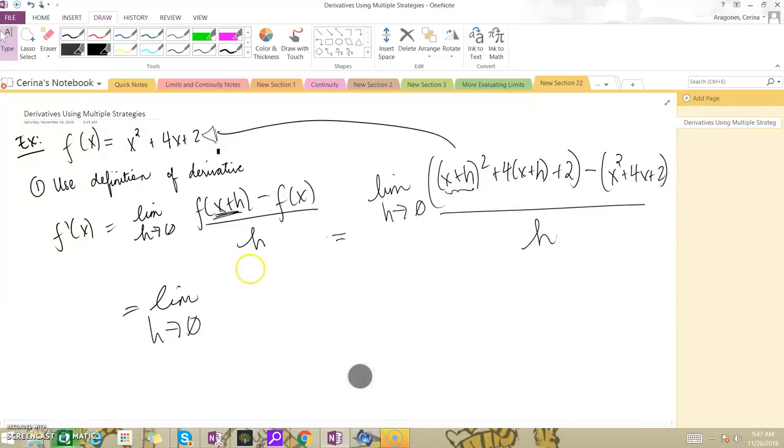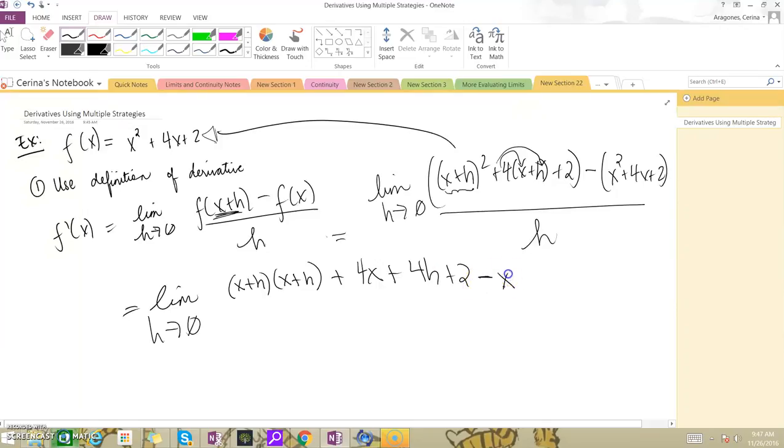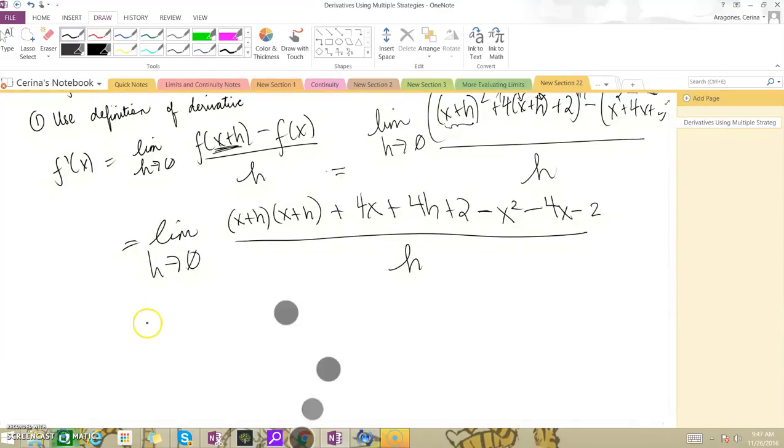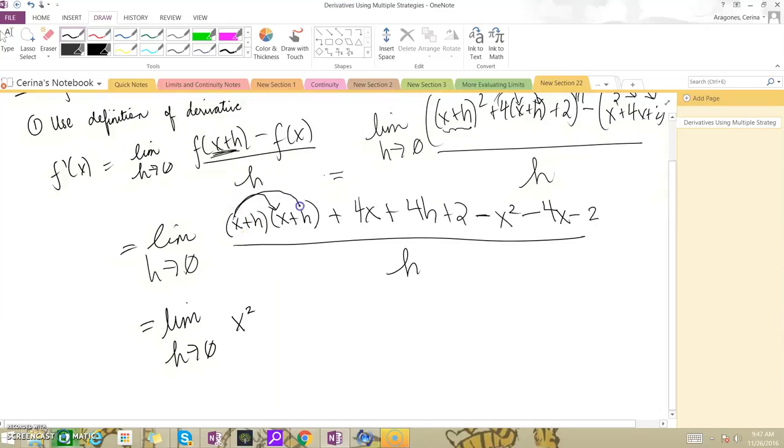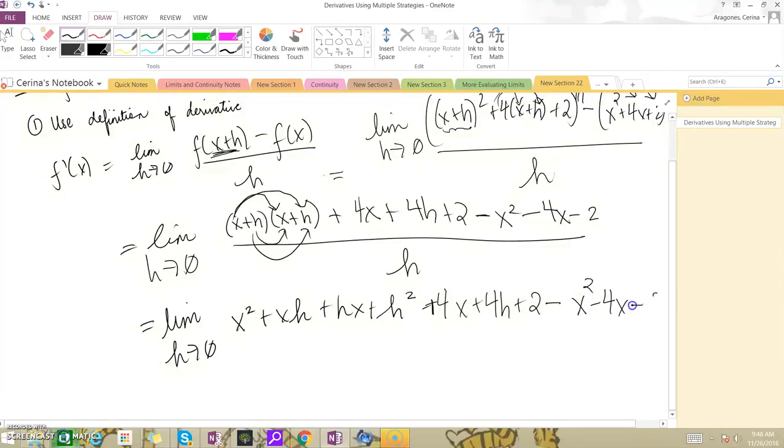Okay. So let's simplify it out. So we've got x plus h squared is x plus h times x plus h. Plus, let's redistribute this, 4 times x plus h, so 4x plus 4h, plus 2, minus x squared, and I have to redistribute the negative sign here, because it's in front of the whole thing, so it's minus 4x minus 2, all over h. Let's multiply out this numerator: x times x is x squared, x times h is xh, h times x is hx, and then h times h is h squared. And we have a plus 4x plus 4h plus 2 minus x squared minus 4x minus 2 all over h.